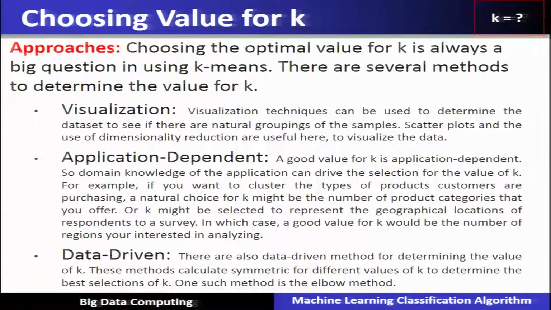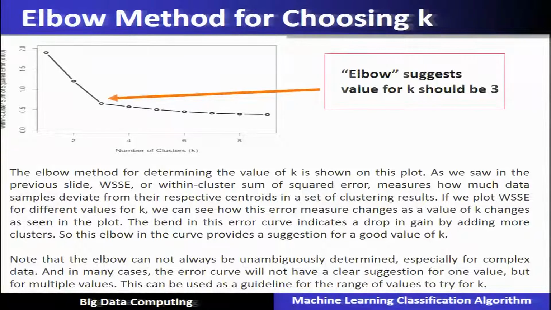The third approach is called data driven. So, there are also data driven methods for determining the value of k. These methods calculate a measure for different values of k to determine the best selection of k. One such method is called the elbow method, which is shown over here for choosing the value of k.